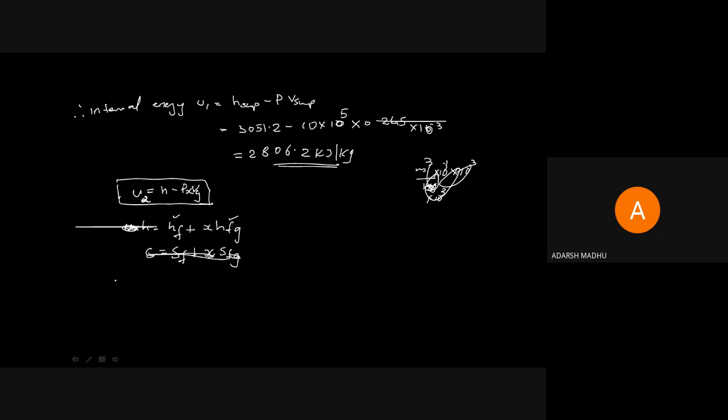Pressure 1.4 bar, from steam tables. At pressure 1.4 bar, we can get the HF value, HFG value, even Vg value. Take the pressure table with 1.4 bar pressure. What is the value of HF, HFG, and Vg?